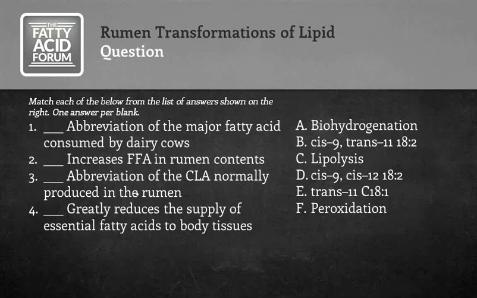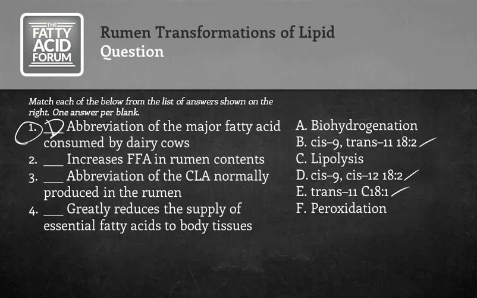So with that background, I wanted to stop there and summarize, and do it by asking a question where perhaps you can help me fill in the answers. This is a matching question, and let's pick out the best answer on the right that best fits each of the statements on the left. So question number 1: which of the answers on the right is the abbreviation of the major fatty acid consumed by dairy cows? Among the 6 answers shown there, 3 are abbreviations of fatty acids. Which one best depicts the fatty acid in the diet consumed by cows?